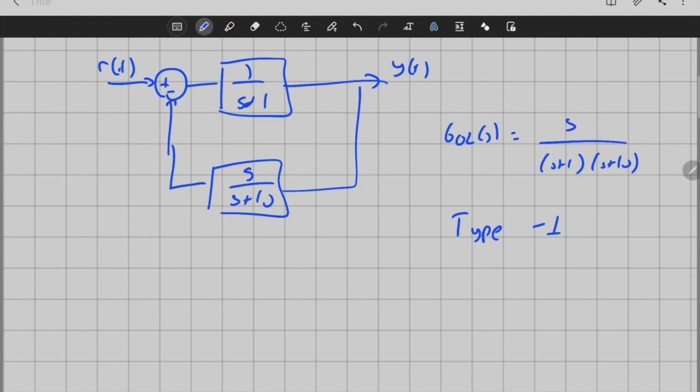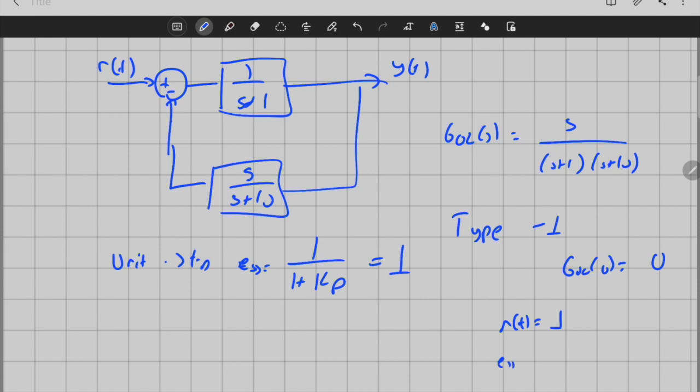What is the steady state error? We know that for a unit step input, it's equal to 1 over 1 plus Kp, right? So what is 1 over 1 plus Kp? Plug S equal to 0, G_OL(0) is technically 0, so it is equal to 1. That means I have a unit step input, R of t equal to 1, constant, and the steady state error is equal to 1, which means that my output is going to 0. So I have 100% steady state error, which is super terrible.